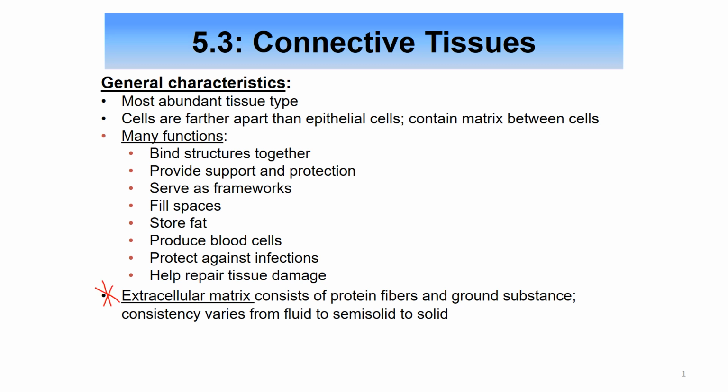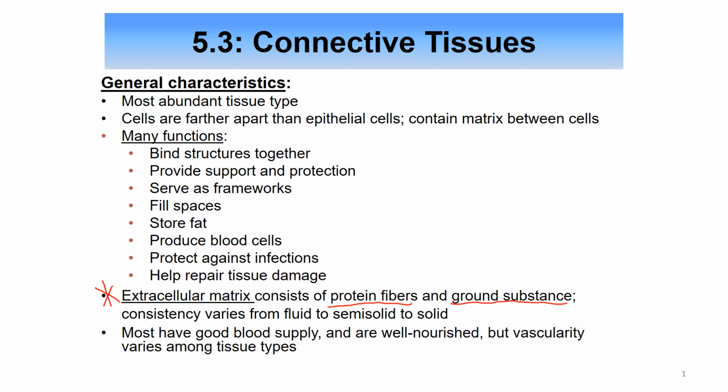The important thing from this slide, what is the extracellular matrix? So this means outside of the cell, there are protein fibers and ground substance. Ground substance is a thick liquid found inside connective tissue. So here together, fibers and ground substance mean the matrix. The ground substance, and therefore the consistency of connective tissue, can range from fluid to semi-solid to solid. Most connective tissues do have good blood supply and are well nourished.